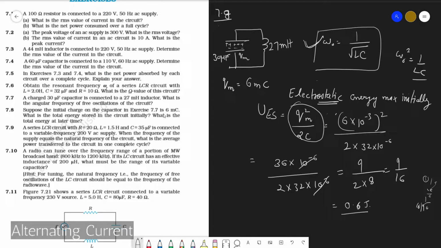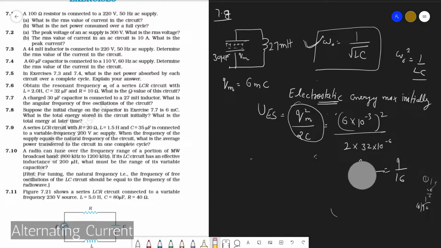Now he is asking what is the total energy at a later time. See, this is important. You have got the energy as about 0.6 joule. Now he is asking what the energy is at a later time. First of all, here no losses are considered. Since no losses are considered, it means this energy remains conserved.